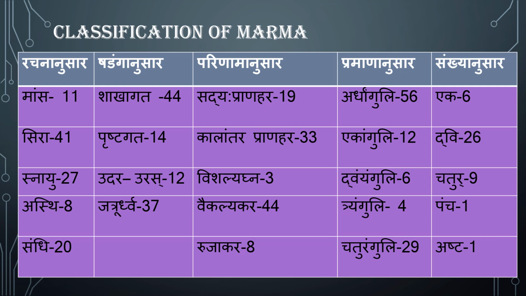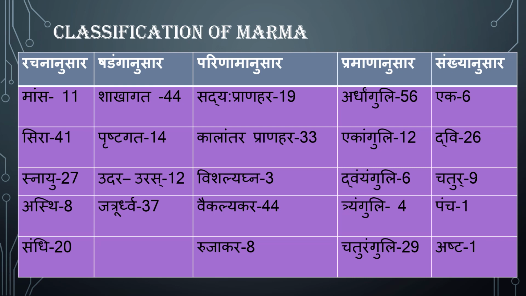Next, we are going to study the classification of Marma. The Marma has been broadly classified into 5 categories: Rachananusara, Shadanganusara, Parinamanusara, Pramananusara and Sankhyanusara. So, first one is Rachananusara.